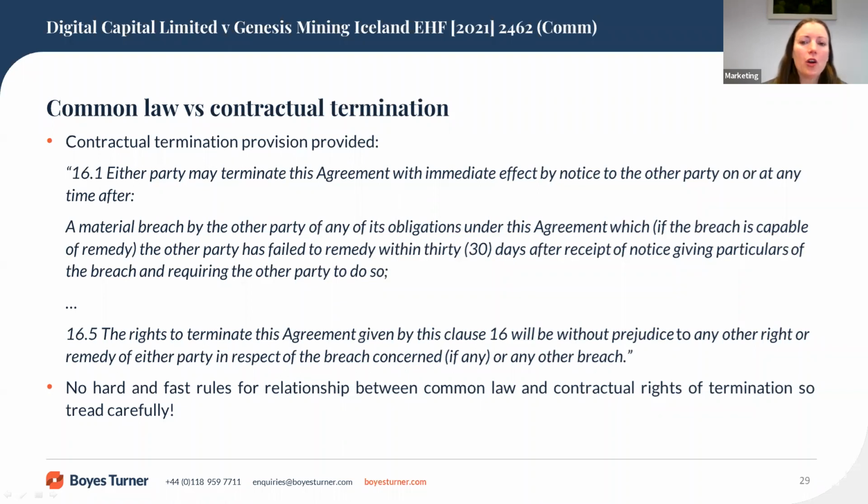However, when looking at the contract as a whole, the judge stated that the common law right was not circumscribed by clause 16.1 because clause 16.5 expressly preserved any other right or remedy in respect of the breach concerned. The judge therefore accepted the defendant's argument that if the claimant had committed breaches of contract which were independently repudiatory, i.e. not just material, then clause 16.1 could be ignored and the defendant could exercise its common law right to terminate for a repudiatory breach.